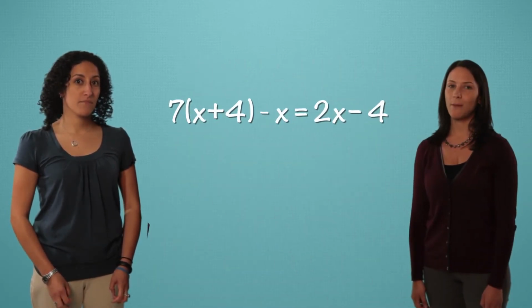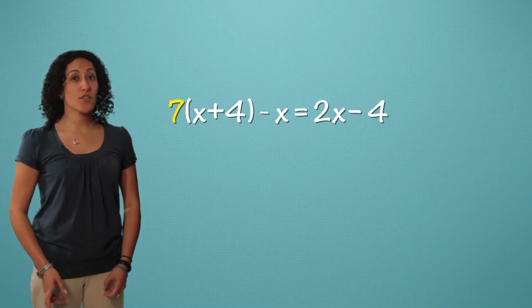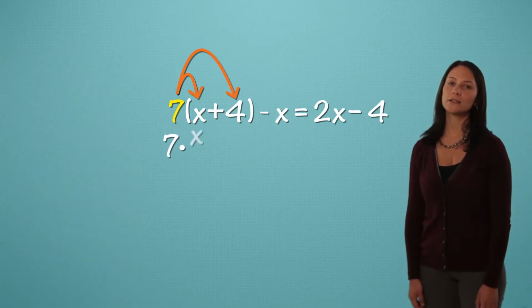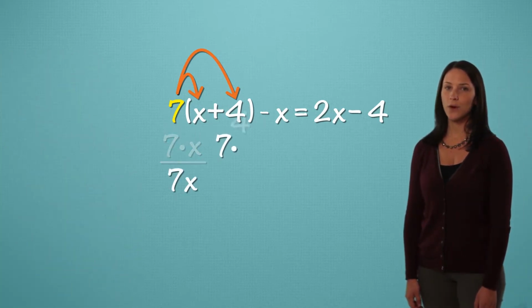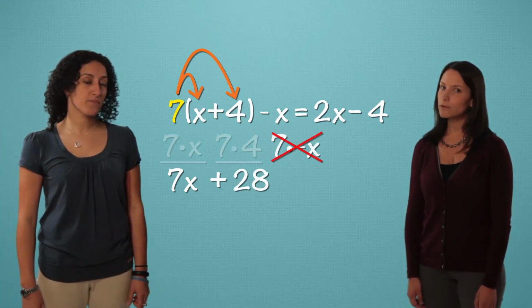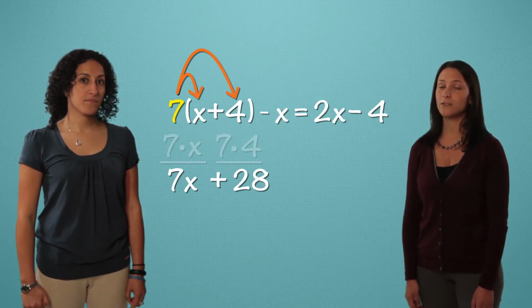Let's go step by step. Parentheses first. We've got a 7 right outside our parentheses, so we distribute that across everything inside the parentheses. 7 times x gives us 7x, and 7 times 4 gives us positive 28. And then 7 times negative x? Nope. Remember, only distribute to what's inside the parentheses. This negative x is left out.